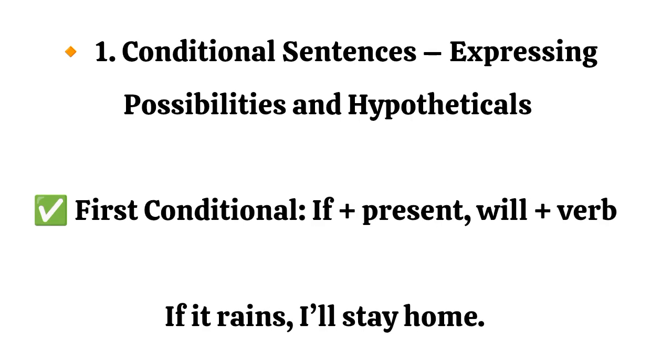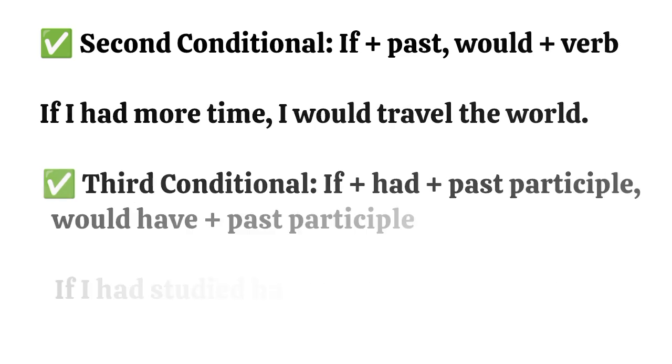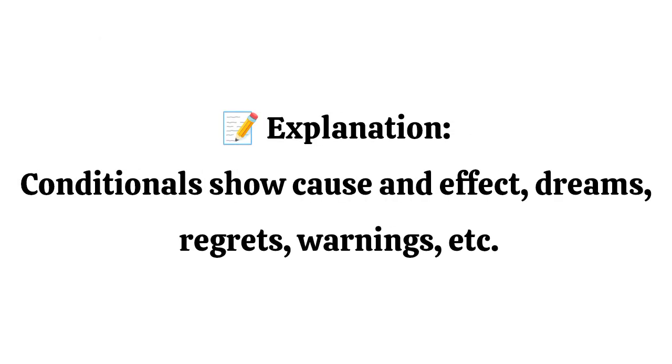1. Conditional sentences: expressing possibilities and hypotheticals. First conditional: if plus present, will plus verb. If it rains, I'll stay home. Second conditional: if plus past, would plus verb. If I had more time, I would travel the world. Third conditional: if plus had plus past participle, would have plus past participle. If I had studied harder, I would have passed the exam. Explanation: Conditionals show cause and effect, dreams, regrets, warnings, etc.